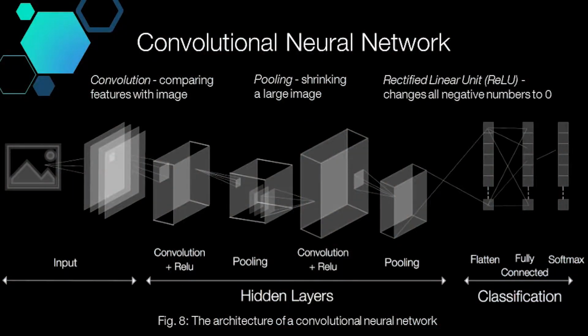Convolutional neural networks use images as inputs as they analyze each small section or feature of an image rather than the entire image as a whole. So the first step is convolution, a mathematical operation that compares a feature with every part of an image. The next step is pooling, which is a method that shrinks down a large image while still maintaining the most important information within it. Another important facet of convolutional neural networks is a rectified linear unit, which changes any negative numbers from the convolution to 0.